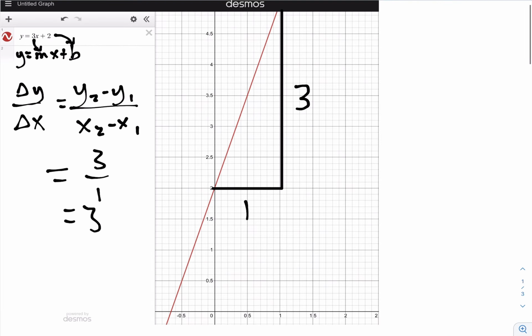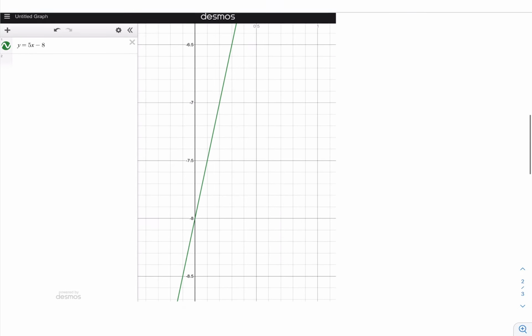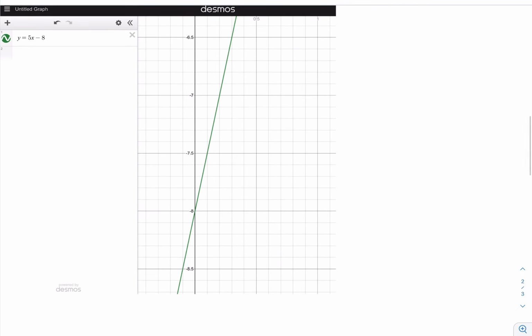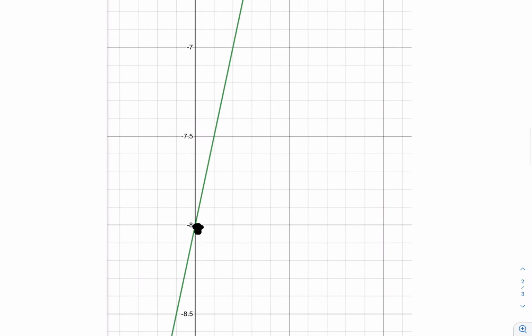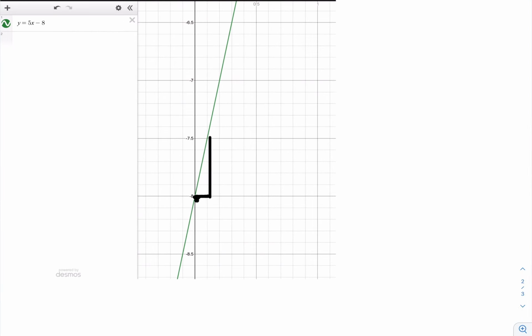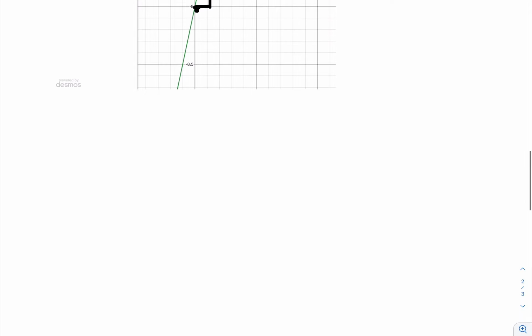Okay, how about for something like this? Y equals 5x minus 8. Well, it's the same kind of thing, right? We start at -8 because that's our y-intercept, and every unit distance we move over, even if it was like 0.1 or whatever it was, we're going to move up 5 times that distance in the y direction. So our change in y divided by our change in x is going to be 5, because that's our m value, that's our slope. Okay, that's for linear functions.